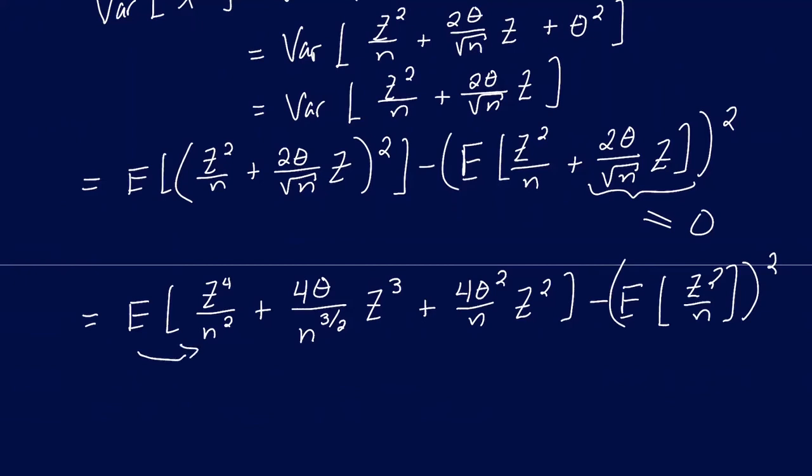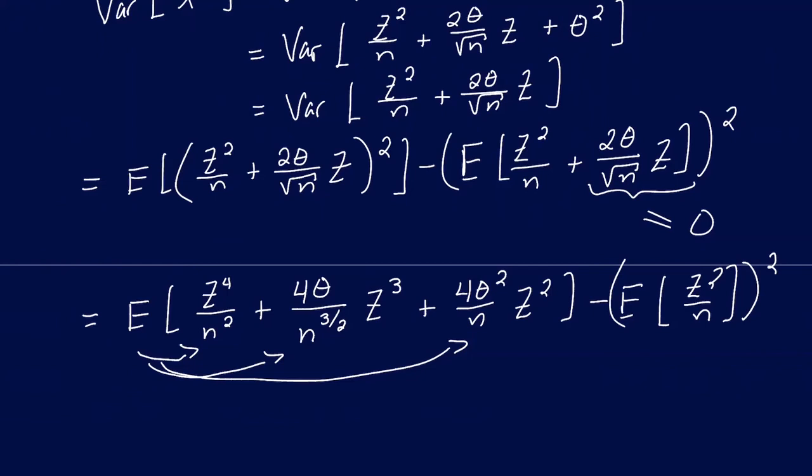I get to run the expectation through, being a nice linear operator. And let's take care of this cube term first. The standard normal random variable z is symmetric about 0, and that's why its expectation is 0. It has the same probability mass on both sides. And I think you can pretty easily convince yourself that the same thing is going to happen with z cubed. The expected value there is going to be 0.